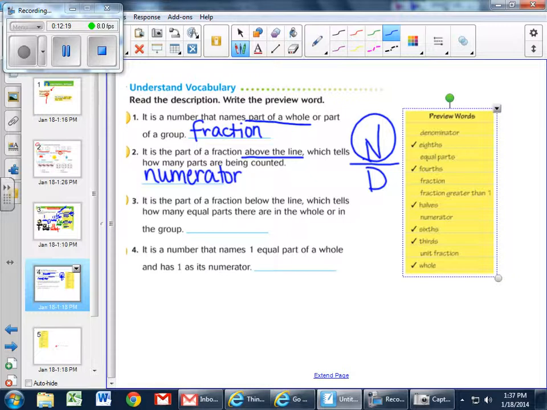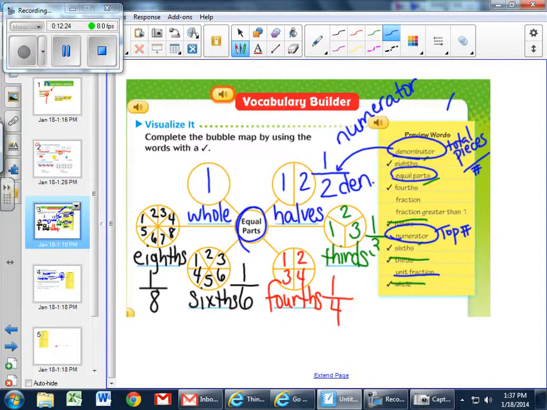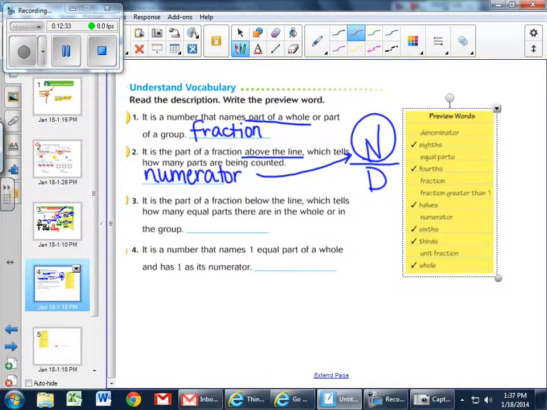Okay, your numerator is always on top of the fraction bar. When we did these ones up here, remember I said we're only looking at one out of the two. So your numerator was telling you how many you were counting.